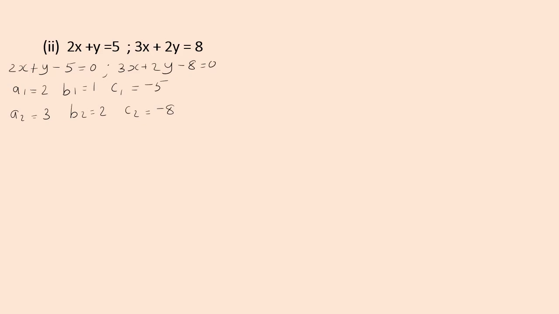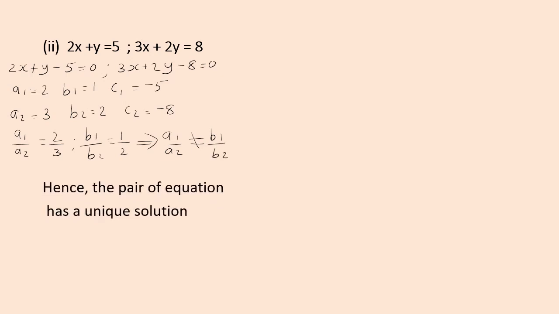Now to find whether the pair of equations has a unique solution or not, you have to find the ratio of the coefficients of the variables, that is a1 upon a2 equal to 2 upon 3, b1 upon b2 equal to 1 upon 2. From these two ratios you are getting a1 upon a2 not equal to b1 upon b2. Hence, the pair of equations has a unique solution.